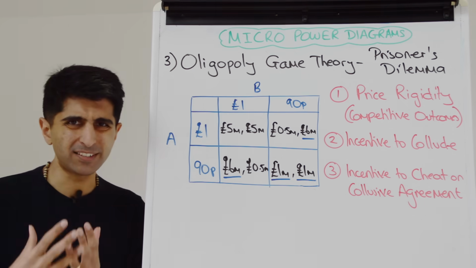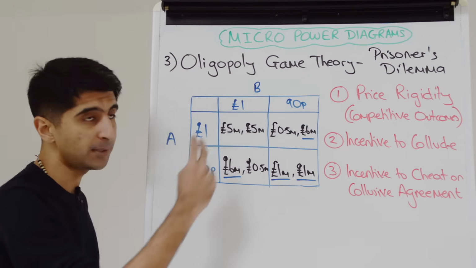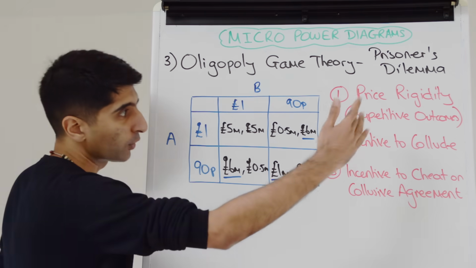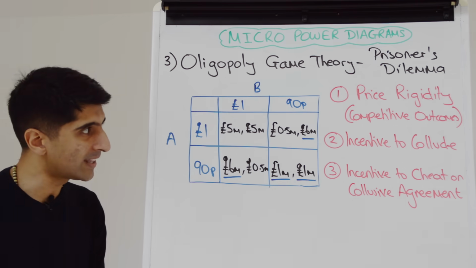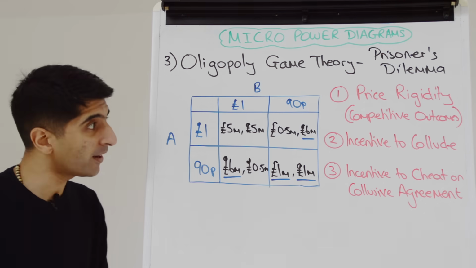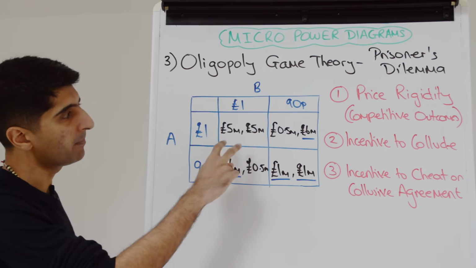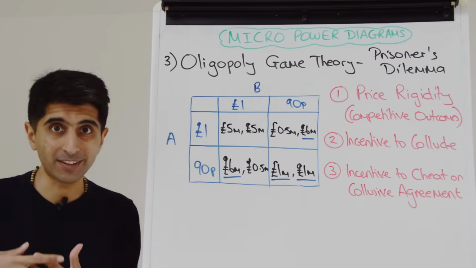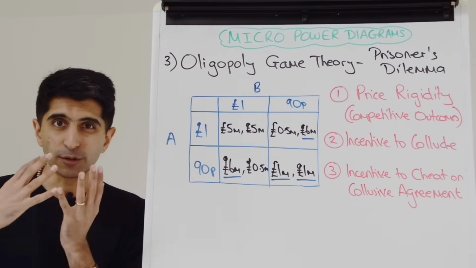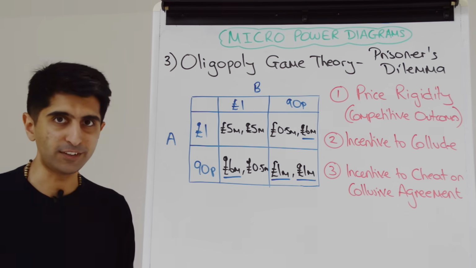This is brilliant, this diagram, because it links to price rigidity. This is the long run outcome, 90p, 90p can last forever. So competitive outcomes in oligopoly links you to that. There is clearly the incentive to collude and try and get £5 million each with a higher price. We can show that, but also the incentive to cheat on the collusive agreement. You can say, look, that £1 as a collusive pact may not last because there is always an incentive for a firm to undercut and go for 90p and try and hit this £6 million profit.